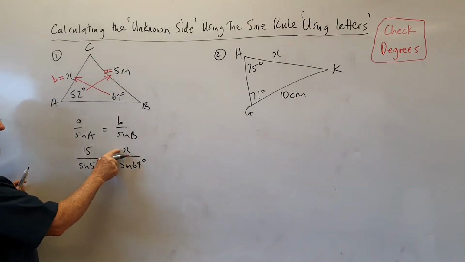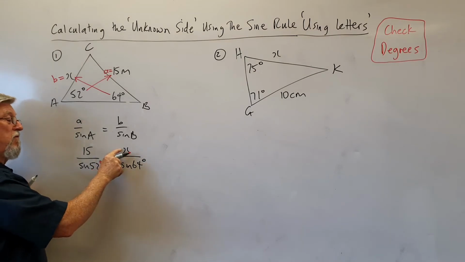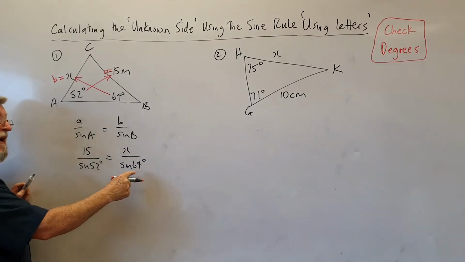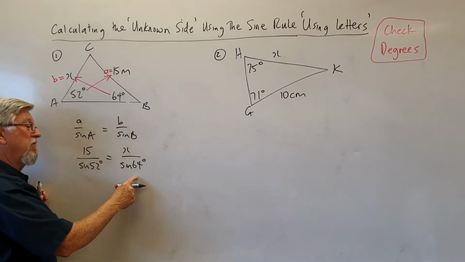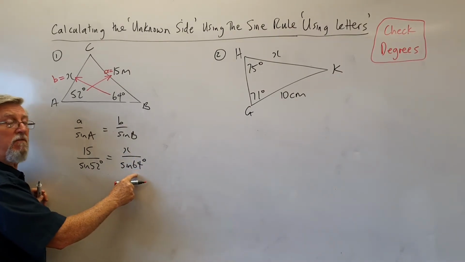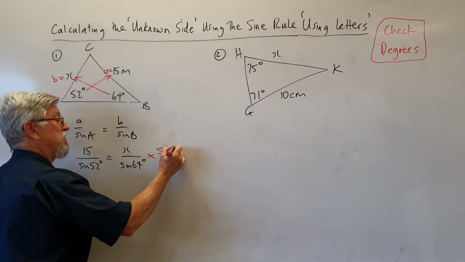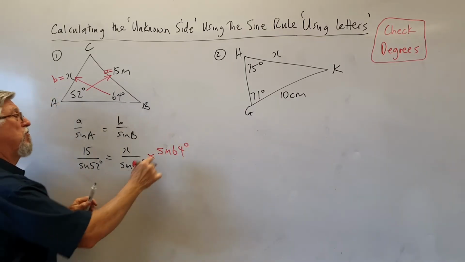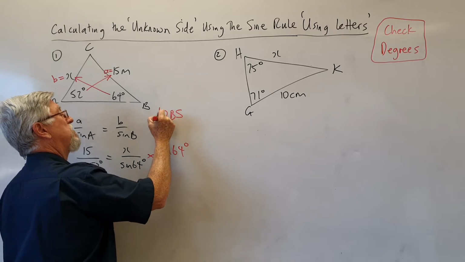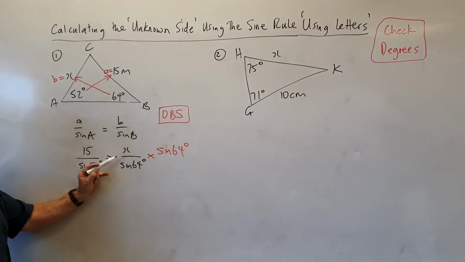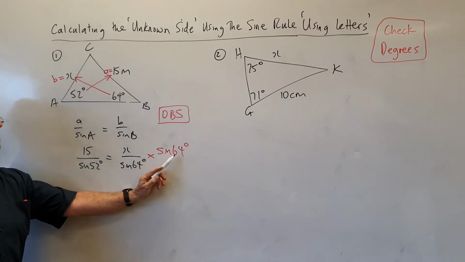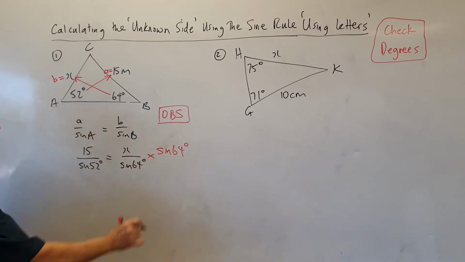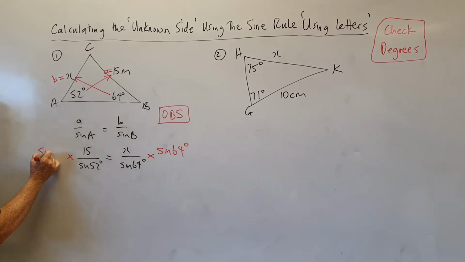I want to get the X by itself. So we've got to divide by sine 64. That's in the way. We want this just to say the answer is. How do I get rid of a divide by sine 64? I multiply by sine 64. And I always talk about obs, the opposites, to both sides. The opposite of divide by sine 64 is multiply by sine 64. Both sides. So if I write it on that side, I've got to write it on this side.